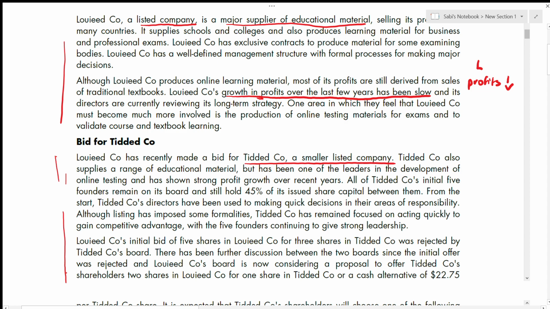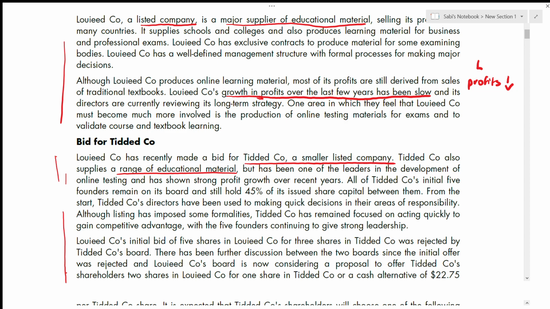Okay, TTET company also supplies a range of educational material. You can see they're in the same line of business. What does Louieed company, L company, make? They are the major supplier of educational material. Even TTET company supplies a range of educational material. So they're in the same line of business, which will help them. See, here itself you are getting the advantages of acquisition. This is one of the biggest advantages, that they're in the same line of business. So it will be easy for them to combine and come together, right?